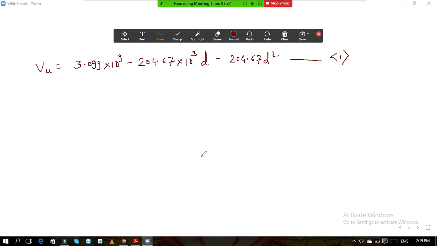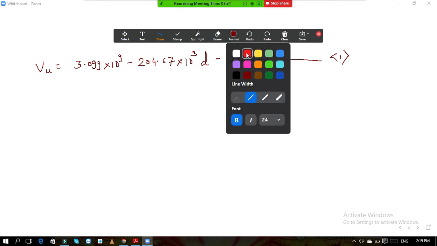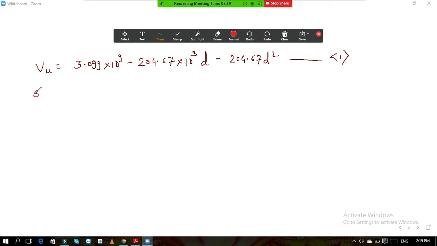After calculation of the shear force, now we calculate the shear resisted by concrete. So now you know how to calculate the shear resisted by the concrete. Now how to calculate that?